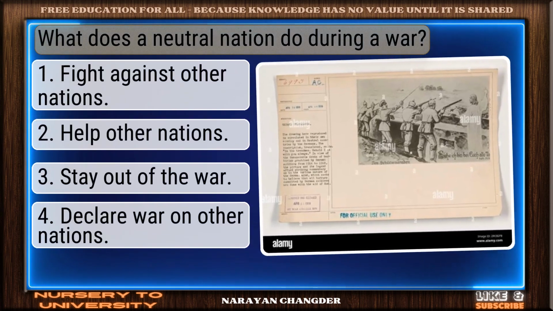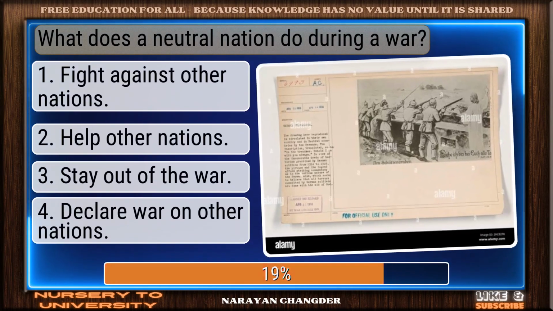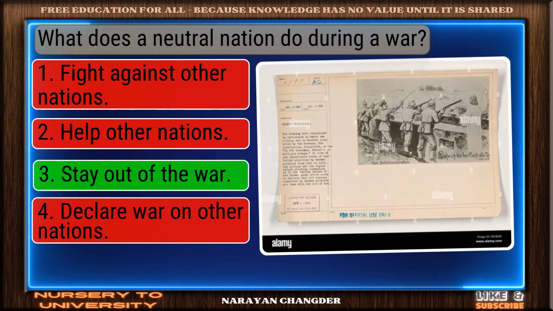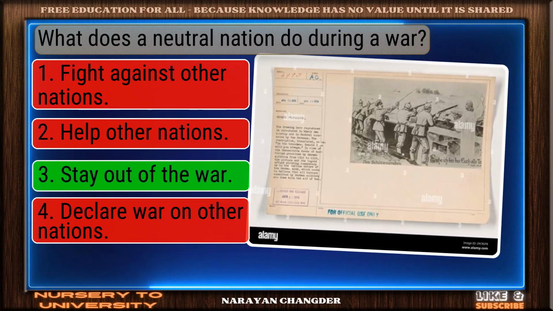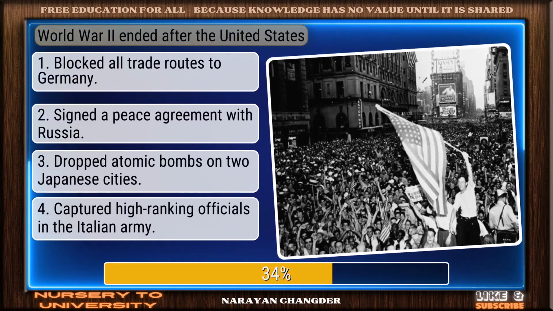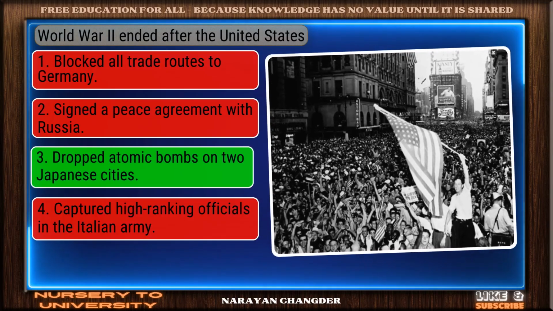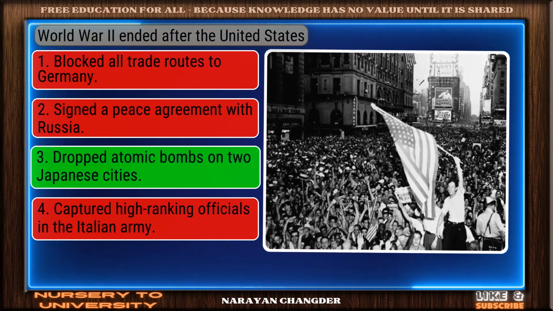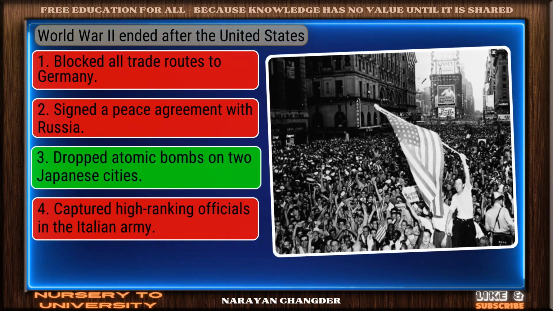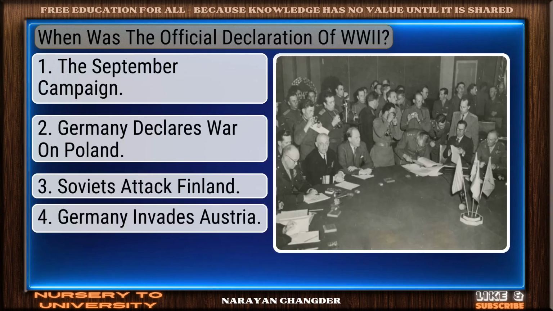What does a neutral nation do during a war? Excellent. Stay out of the war is a brilliant choice. World War II ended after the United States. Great thinking. Dropped atomic bombs on 2 Japanese cities is the right choice.